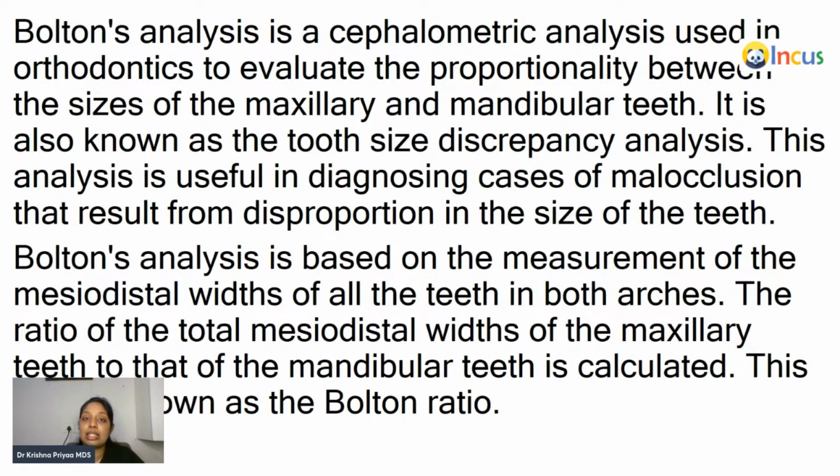And then we discussed Pond's analysis. In Pond's analysis, we look at the mesiodistal width of the incisors with respect to the premolar width and the molar width. For premolar it is 80, and for molar width it is 60. So this is the short version of all the analyses we've discussed till now.